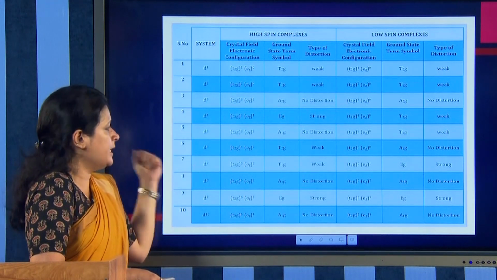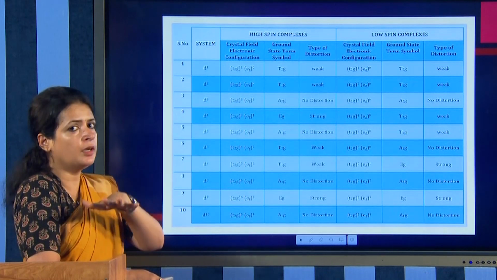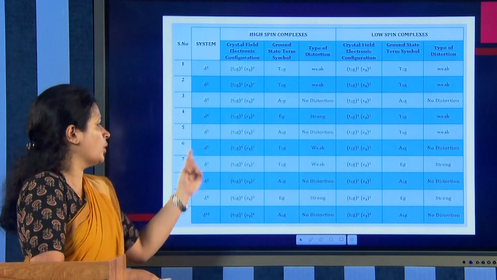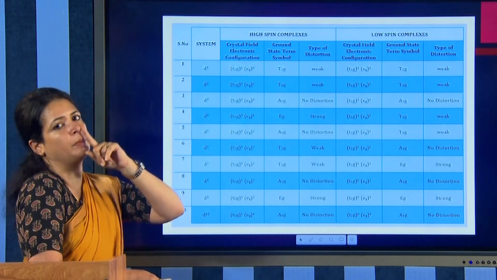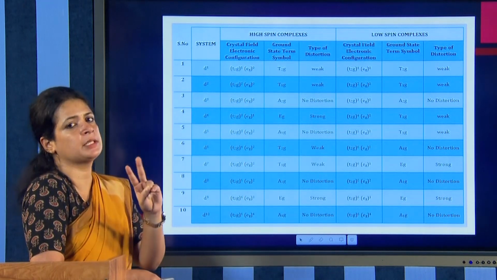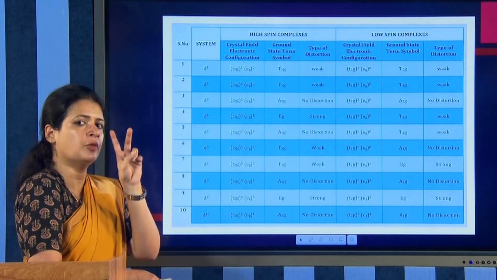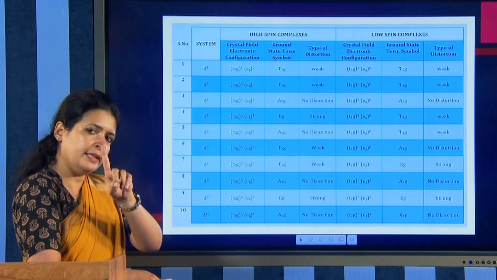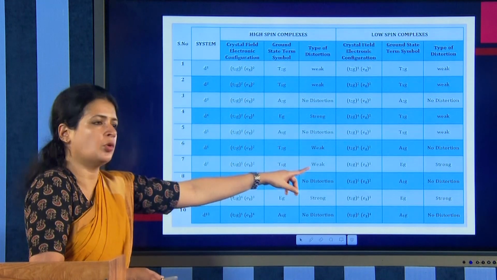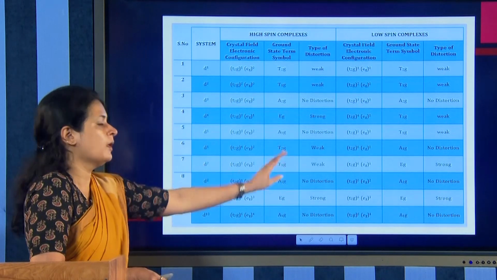Now the d7 system. D7 low spin means, after the complete occupancy in the t2g orbital, the seventh electron should go to the eg orbital. We have two eg orbitals, dx square minus y square and dz square, and there is an option for that electron to move to either dx square minus y square or dz square. That is why a strong Jahn-Teller distortion is seen in the case of d7 low spin.